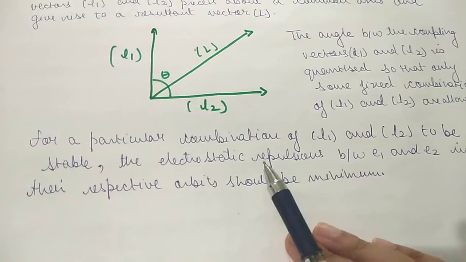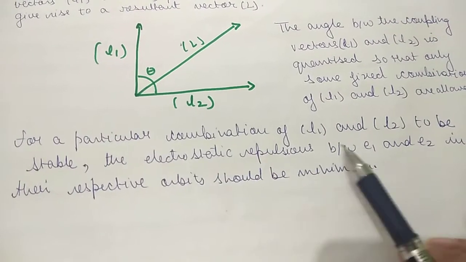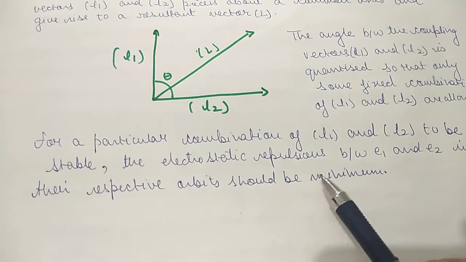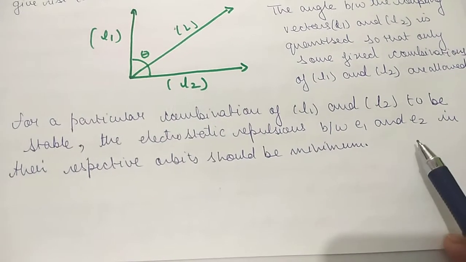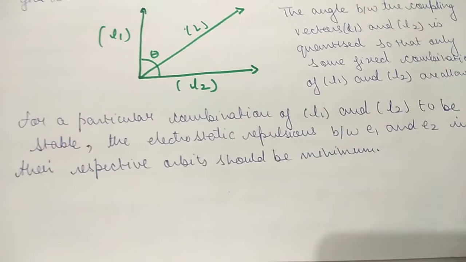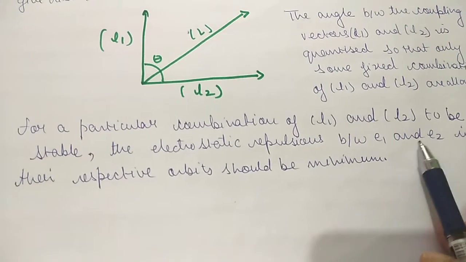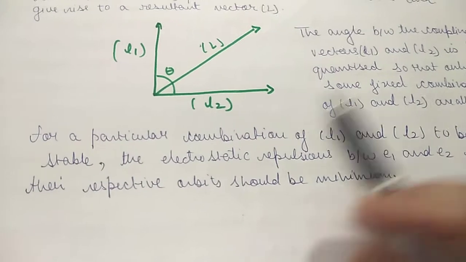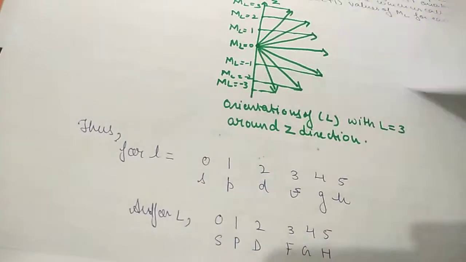For a particular combination of L1 and L2 to be stable, the electrostatic repulsions between E1 and E2 in their respective orbits should be minimum. The repulsions between the first electron and the second electron, which are revolving in their respective orbits, should be minimum so that the particular combination of L1 and L2 is stable.